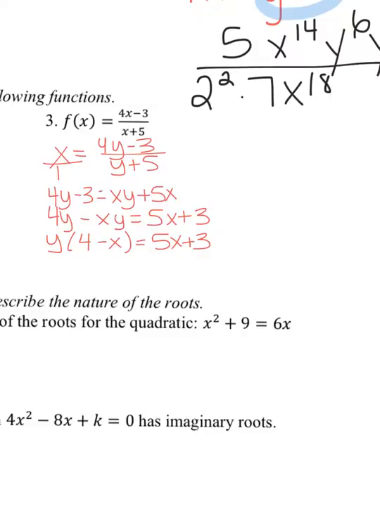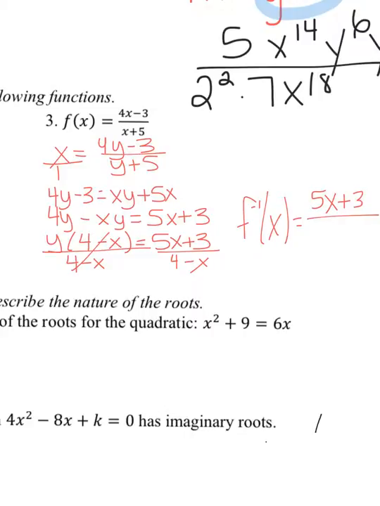To get y by itself now, I would just divide by that 4 minus x. So this cancels over here, so I would get y equals, but I'm going to write the correct notation. And I get 5x plus 3 over 4 minus x. Now remember, you might have something that's a little bit different, but it could be the same.